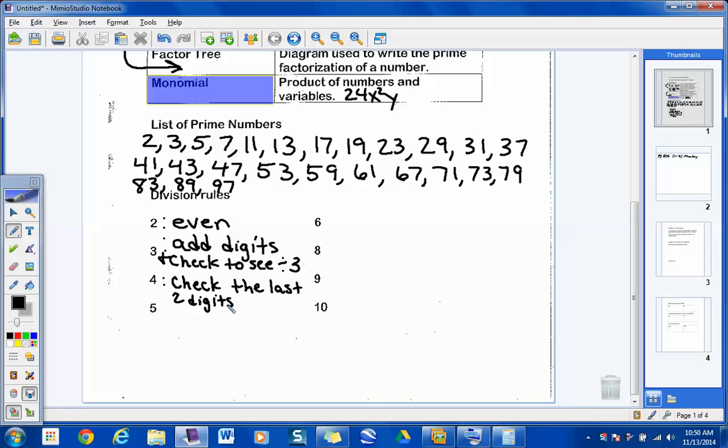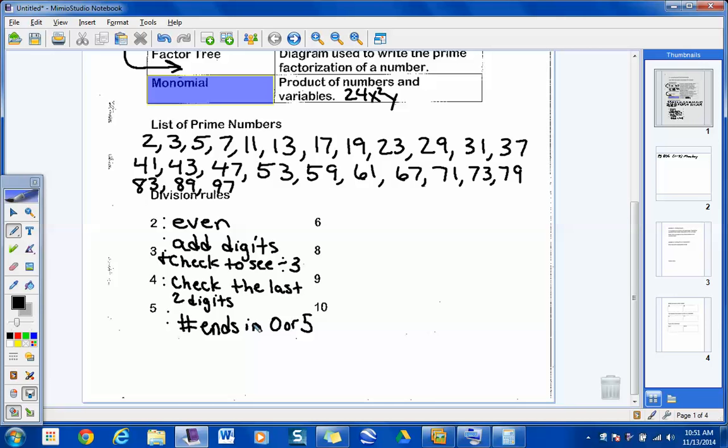All right. Rule of 5. Here's rule of 5. 5 is very easy. Your number ends in 0 or 5. The number ends in 0 or 5. Okay? 75. Will 5 go in there? 75. Will 5 go into that evenly? Why? How about 99? No.